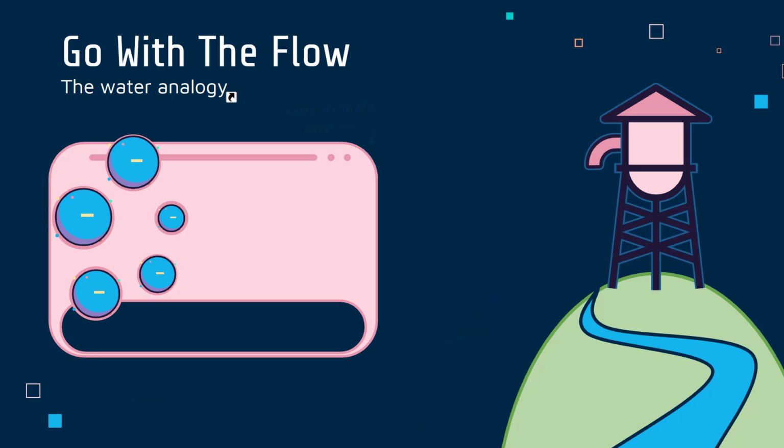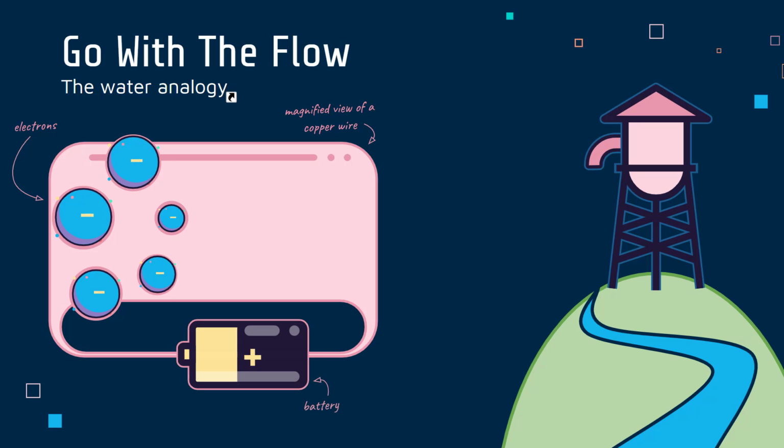Let's explore this water analogy a little bit further. Here we have a diagram of a magnified copper wire with some electrons floating around in it. The fact that the electrons are simply freely floating around inside of this wire is characteristic of conductors. Conductors allow for the free flow of electrons. If we place a battery within this loop of wire, such that the positive end of the battery and the negative end of the battery are connected by the wire, the battery will motivate the electrons to move from its positive end to its negative end.